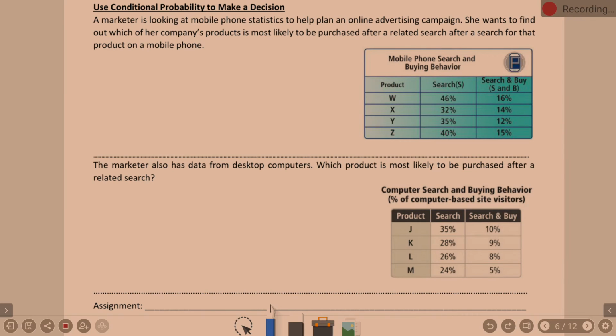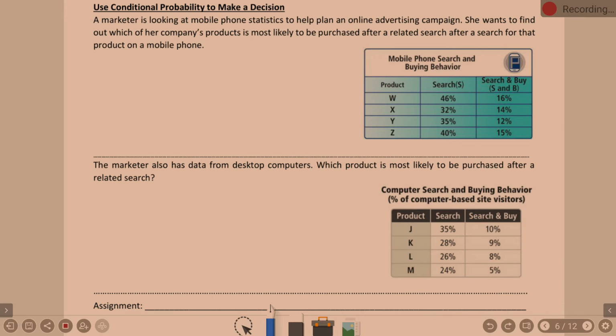So the idea is, if someone does an initial search, what's the chance they're going to search that same product again later and then buy it? After their initial search. So basically, is the advertising doing its job and getting someone to come back and say, oh yep, I'm going to come back and buy that? Now, we want to know which product is better. Which product has a better chance, W, X, Y, or Z? It said use conditional probability to do this, yes?